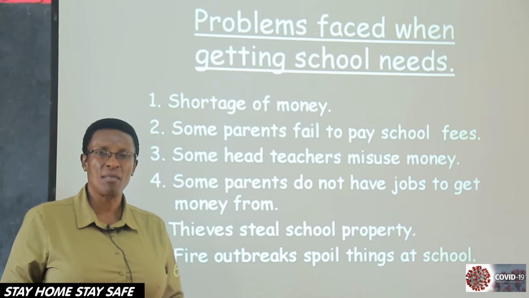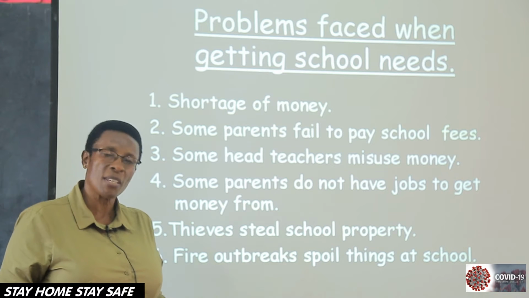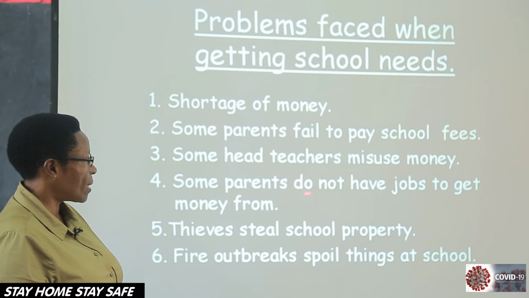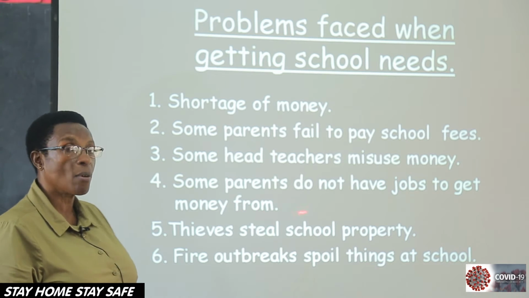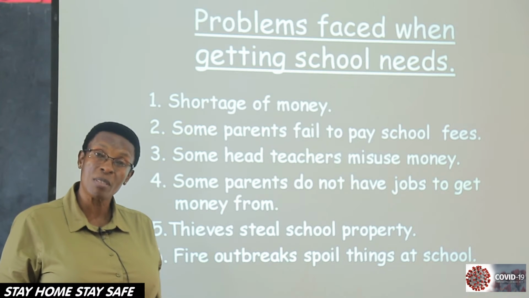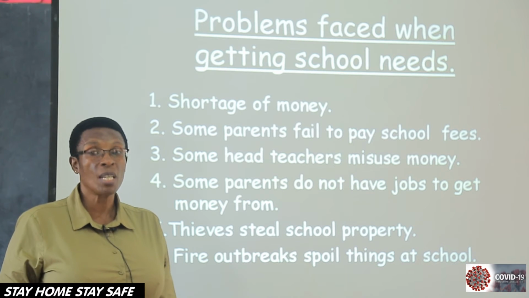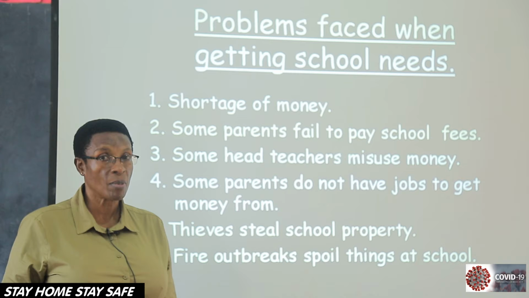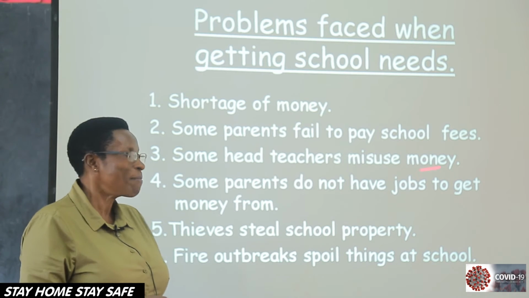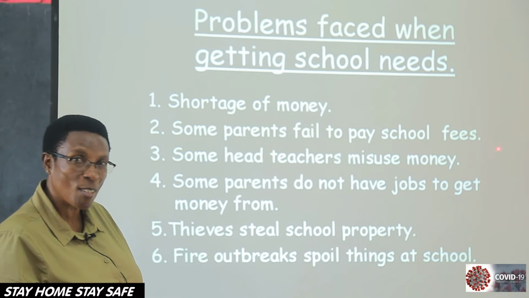They buy things which are not necessary. They use it in their own ways. They're solving their own problems. So that is another problem. Some parents do not have jobs to get money from. Yes, like now in Corona, some parents have lost jobs. Now when it comes to school, you find that they don't have jobs to get money from. And that is a problem to the school, okay? But I hope our parents have not got that problem. God has protected them, and they have their jobs, not so?